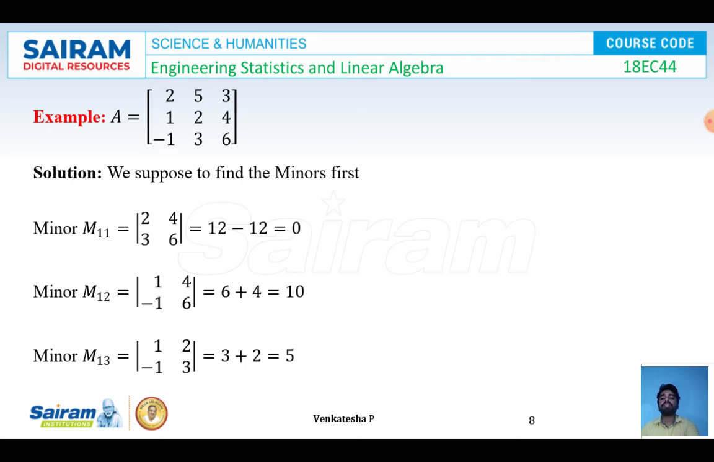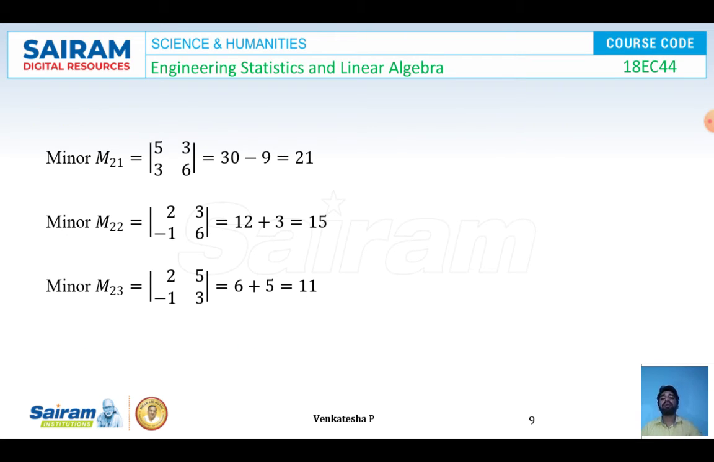The minor M11 will be equal to 0. M12, by expanding this, 1, 6, 4, minus 1, is equal to 6 plus 4, it is equal to 10. Minor M13 will be equal to 3 plus 2, that will be equal to 5. Minor M21 will be equal to 30 minus 9, it is 21. Minor M22 will be equal to 12 plus 3, it is 15. Minor M23 will be equal to 6 plus 5, it is 11.